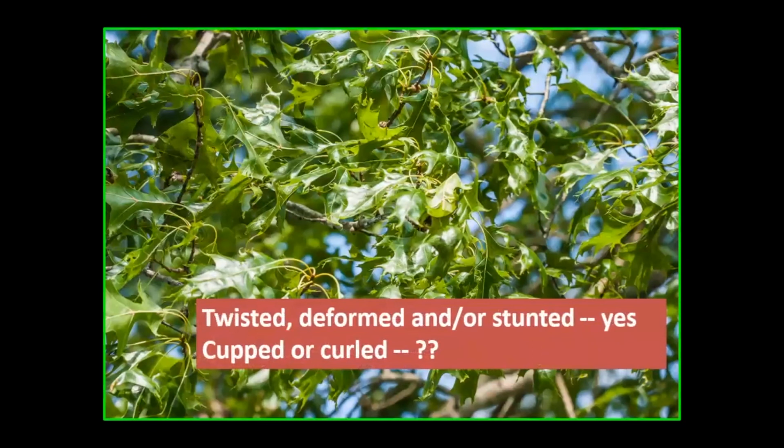And also I see pin oak leaves that have unusual lobing. In particular, they seem to have suppressed lobes. The lobes aren't nearly as long and narrow as they normally would be. Both of those fit into this twisted, deformed, and/or stunted category. If I look at these leaves, some of them do look small as well, I have to admit.